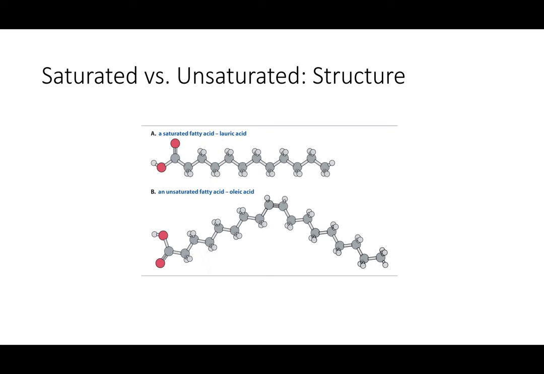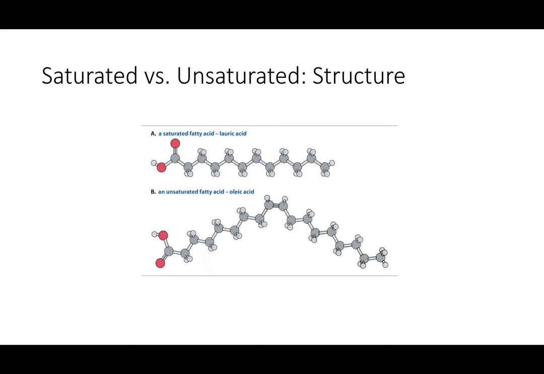Okay, if we think about the structure of saturated versus unsaturated, saturated, as hopefully everybody remembers from organic, means that all of the carbons are sp3 hybridized. Unsaturated means that there's at least one double bond, so there's at least two carbons that are sp2 hybridized. Looking at this structure, the saturated ones really do fit into that group, this idea of a straight line with a zigzagging pattern.